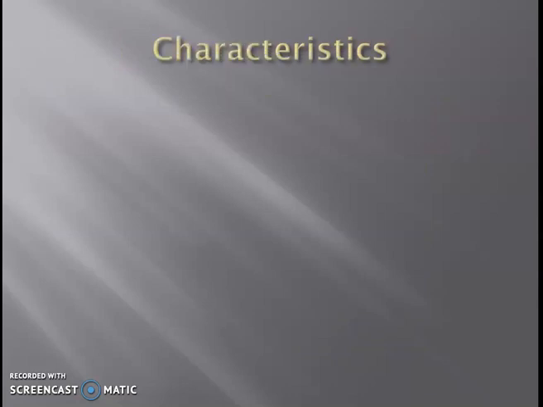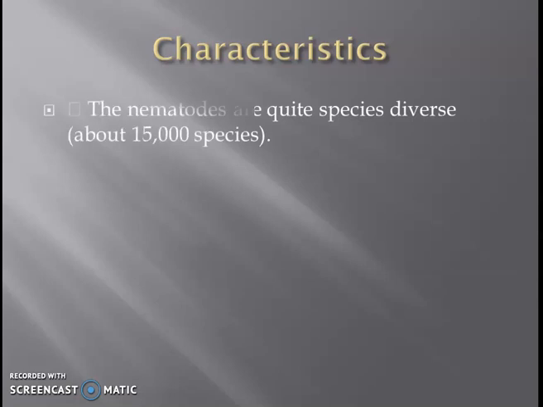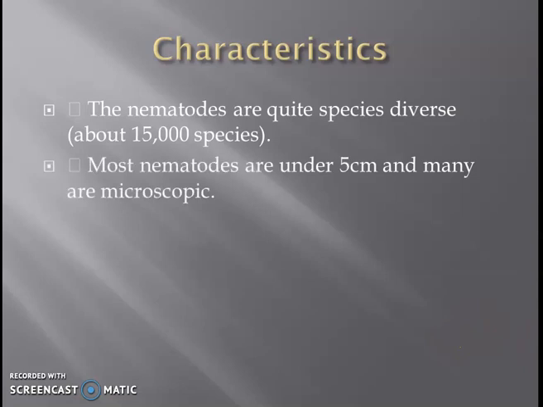If we talk about its characteristics, the first characteristic is that they have a lot of diverse species. Nearly 15,000 species of nematodes are found. Most of the nematodes are under 5 centimeters and many are microscopic. It means some of these 15,000 species are microscopic and some are viewable by the naked eye, but most of them are under the size of 5 centimeters.